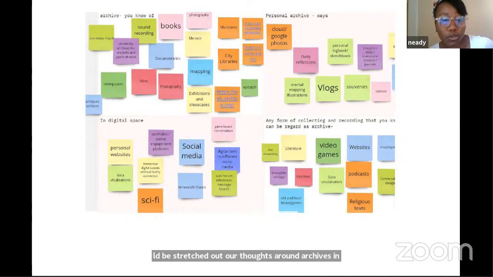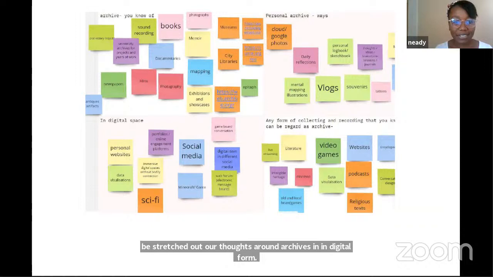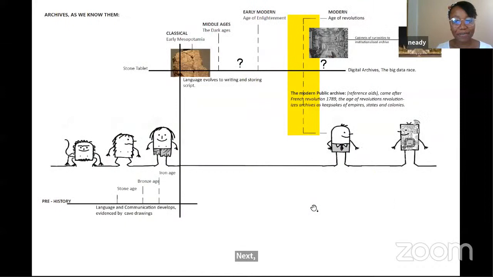Next. The next slide. Can you see the next one now, or one more?